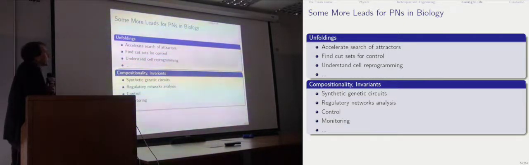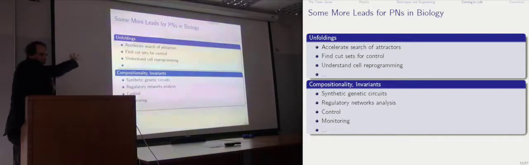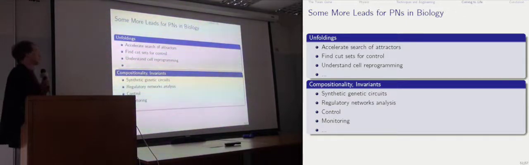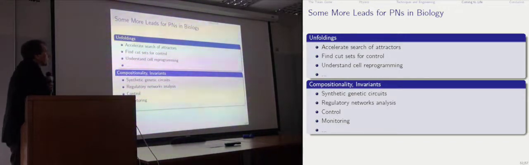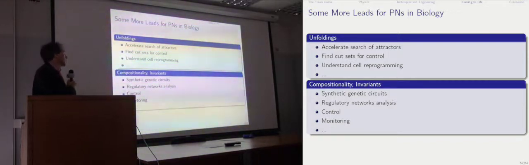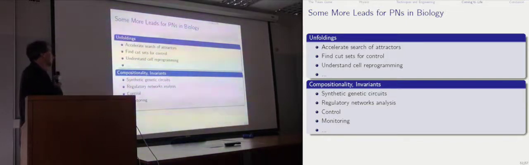So you have a lot of questions. We are trying to get a project on cell reprogramming, which basically could put the two together, understand what are the possible attractors and how do you move from one to the other to reprogram the cell. And I should mention, for instance, the work by Monika Heiner and her colleagues using invariance, using compositionality in analyzing regulatory networks.